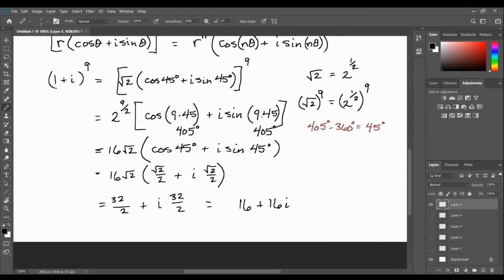Now, I did a couple of different things here. I played around with the radical, converted square root of 2 to 2 to the 1/2 power so that I could get 2 to the 9/2. I also looked at coterminal angles to simplify that as much as I could. We know that coterminal angles have the exact same sines, cosines, and tangents. So I can treat it that way. And then there was a little bit of algebra there. Do you have any questions on that one?